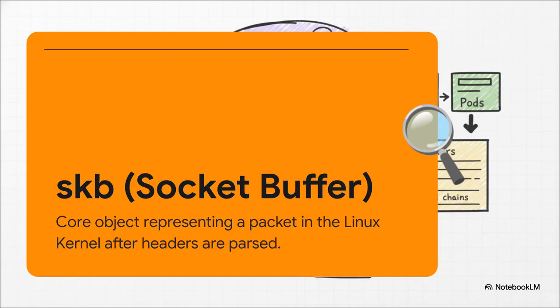Now, the kernel rolls up its sleeves and does the hard work of parsing the Ethernet, IP, TCP, or UDP headers. Once it understands those headers, it transforms the packet into an SKB, or socket buffer. This SKB becomes the core object representing your packet, and from this precise moment forward, every single kernel module, whether it's iptables, routing, or conntrack, is going to manipulate this specific SKB object.